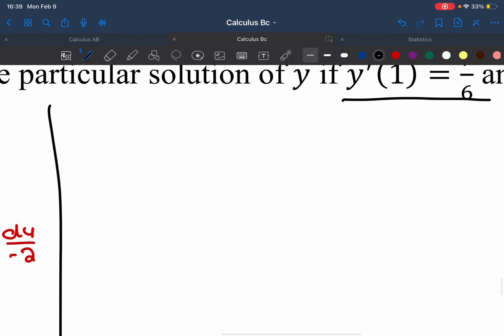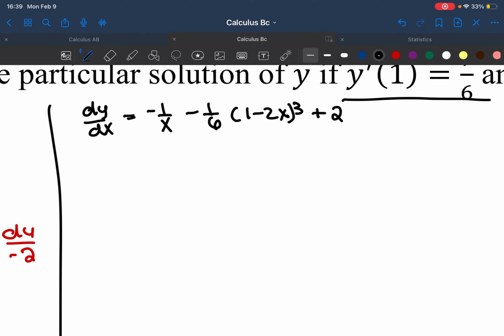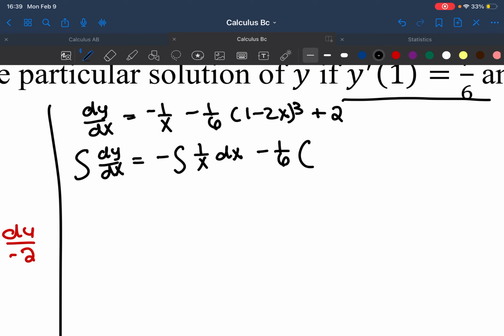Okay, which means I have that dy/dx is equal to negative 1 over x minus 1/6 times (1 minus 2x) cubed plus 2. And then I integrate that one more time because I want it in terms of y. So I have the integral of dy/dx is equal to, and I'm just going to go ahead and separate the integrals right off the bat. So negative integral of 1 over x dx minus 1/6 integral of (1 minus 2x) cubed plus the integral of 2 dx.